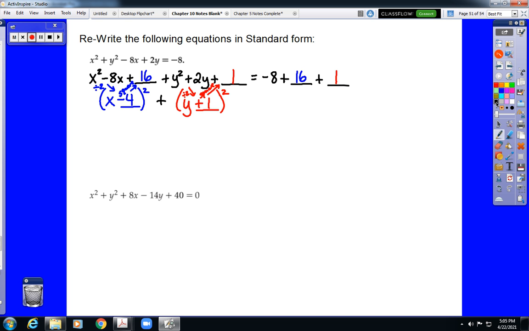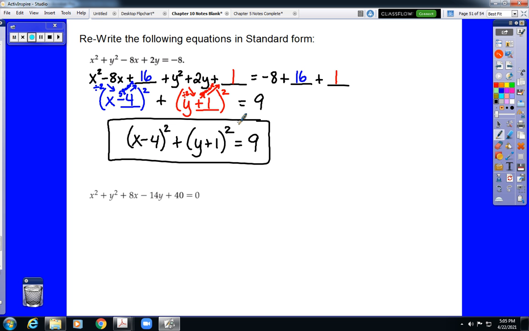Then we are going to add these three things together to get negative 8 plus 16 is 8, plus 1 is 9. So our answer here would be x minus 4 quantity squared plus y plus 1 quantity squared equals 9, which is written in standard form.